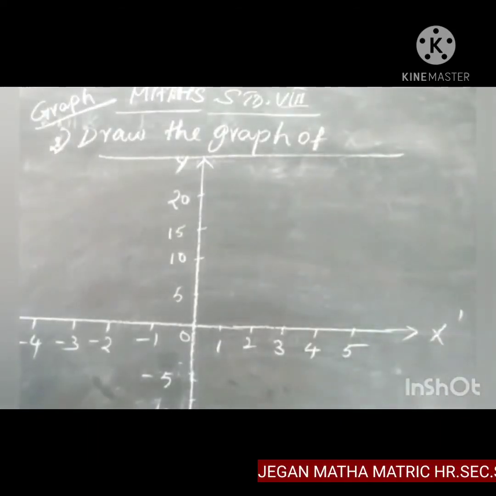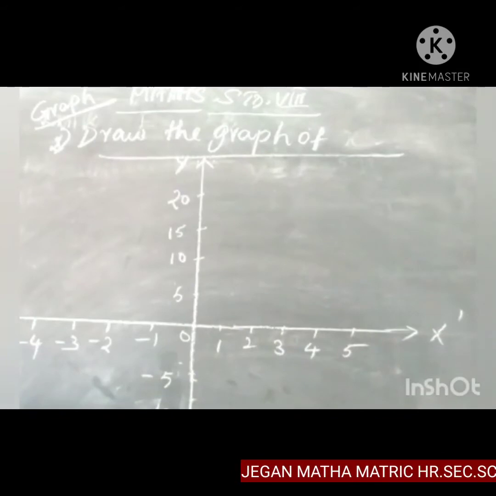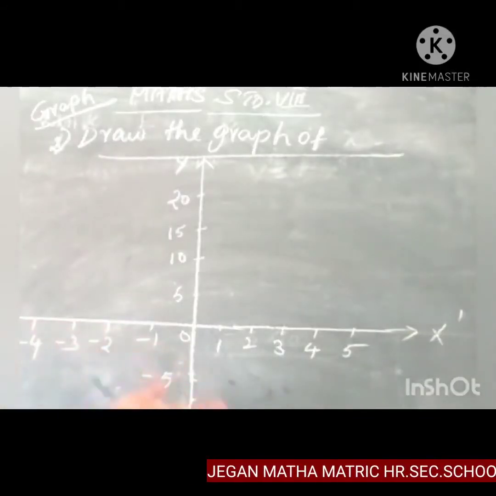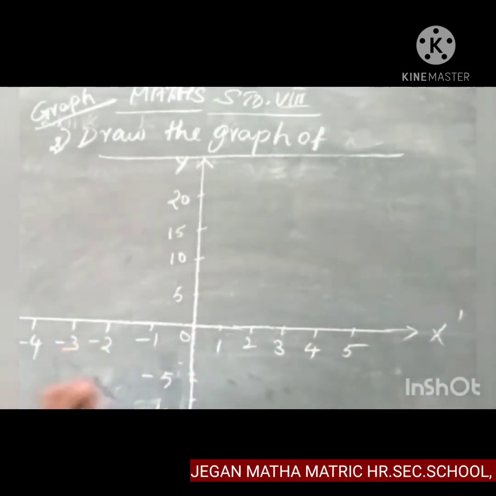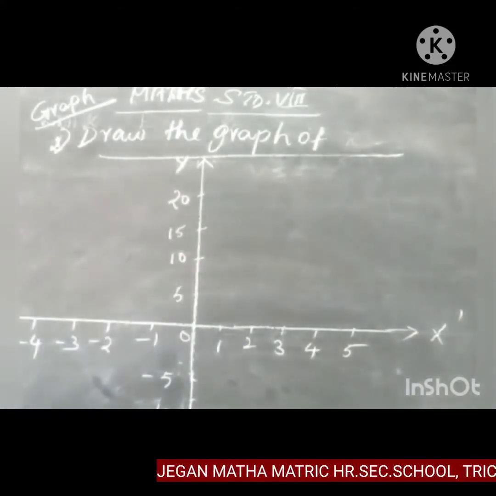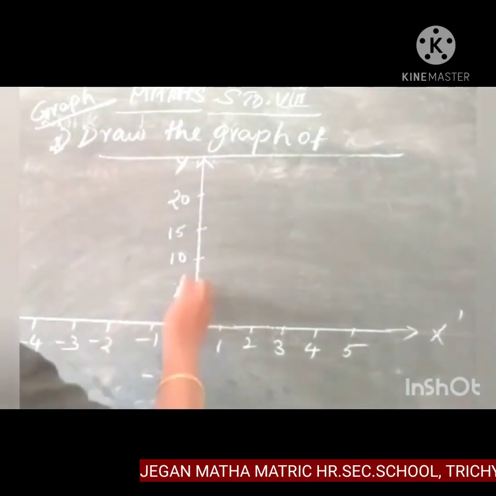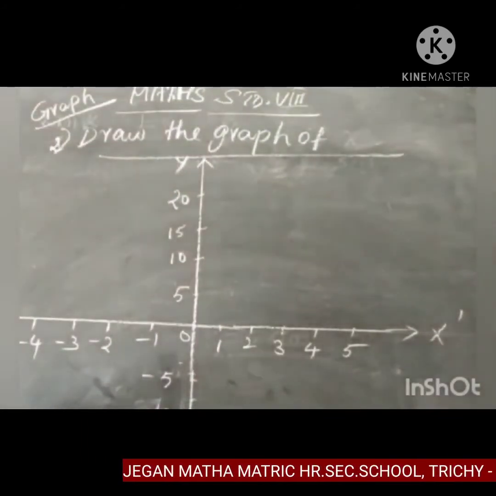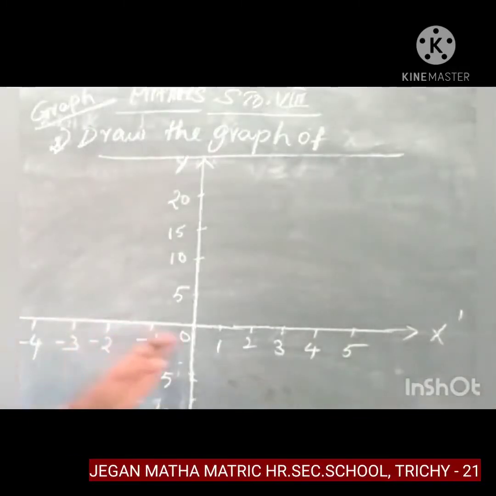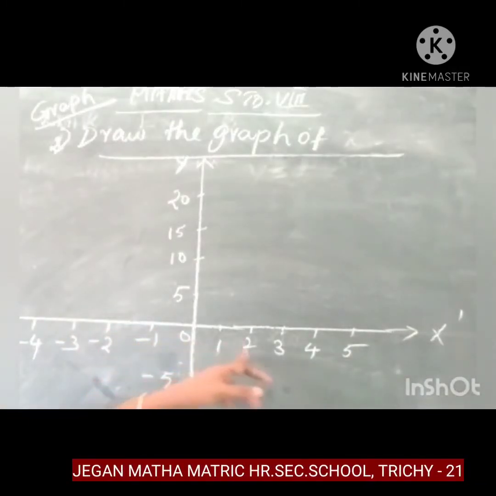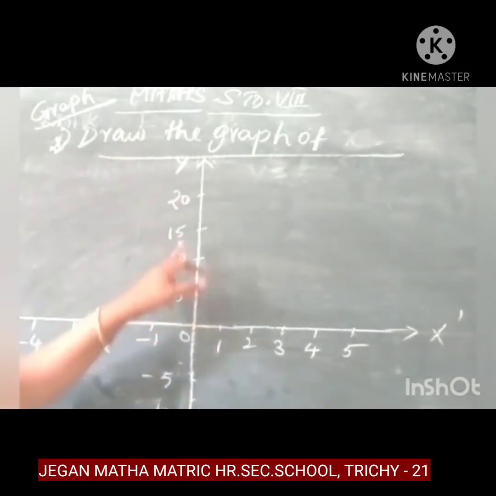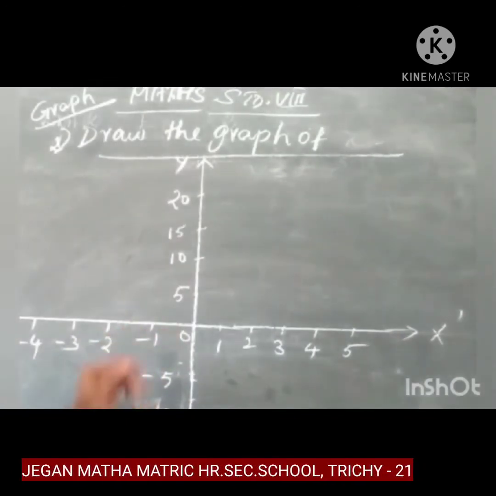Now let us see the answer for the second sum. Next one, draw the graph of y equal to 5x. As usual you can mark the x dash and y dash, center 0, origin point. Before you start to mark the points, you have to write the scale. See the y answers, the y values are 5, 10 like that. So I am selecting 5 units in the y-axis only. For the x-axis, as usual, minus 1, plus 1, 2, 3, minus 1, minus 2, 1 unit only. For the y-axis I am selecting 5 units.